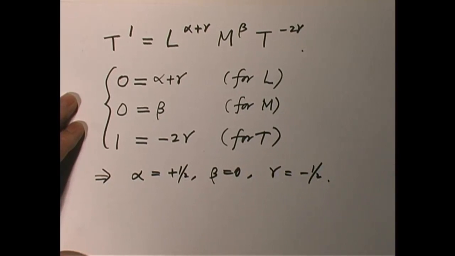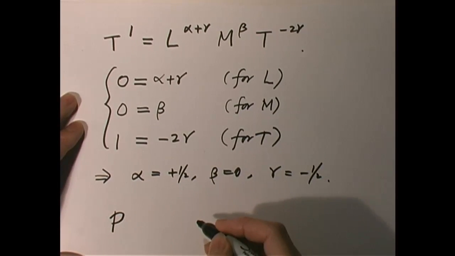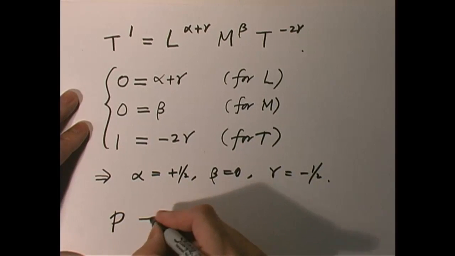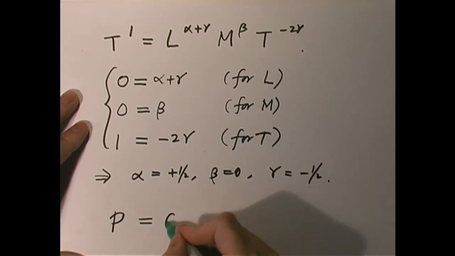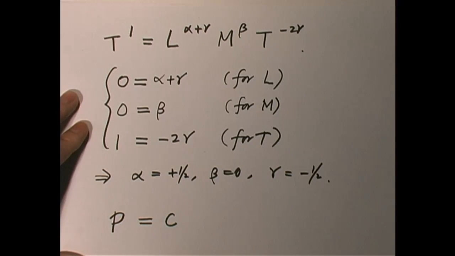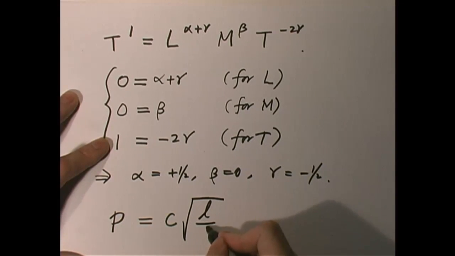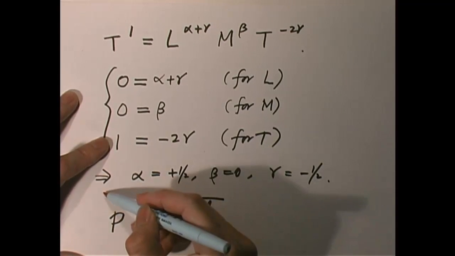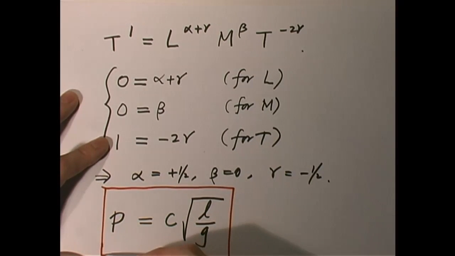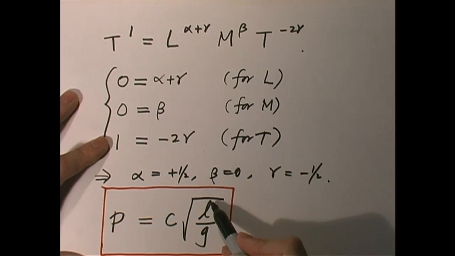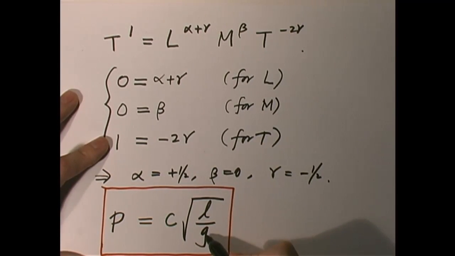In other words, p, the period of the simple pendulum, the time it takes to swing back and forth, must equal a constant c, I use a different color to indicate I cannot find it, times L to the power positive 1/2 divided by g to the power 1/2. In other words, this is what I get. The period of a simple pendulum is proportional to the square root of its length and inversely proportional to the square root of the acceleration of gravity.